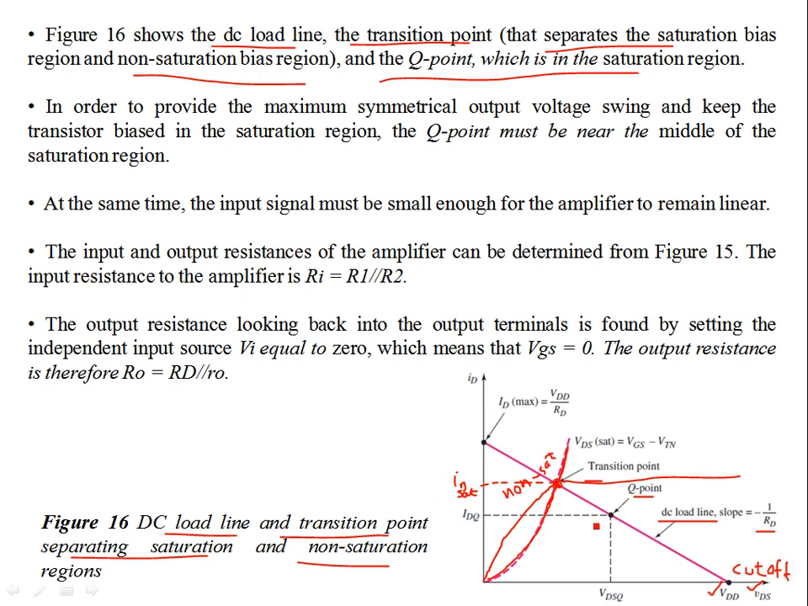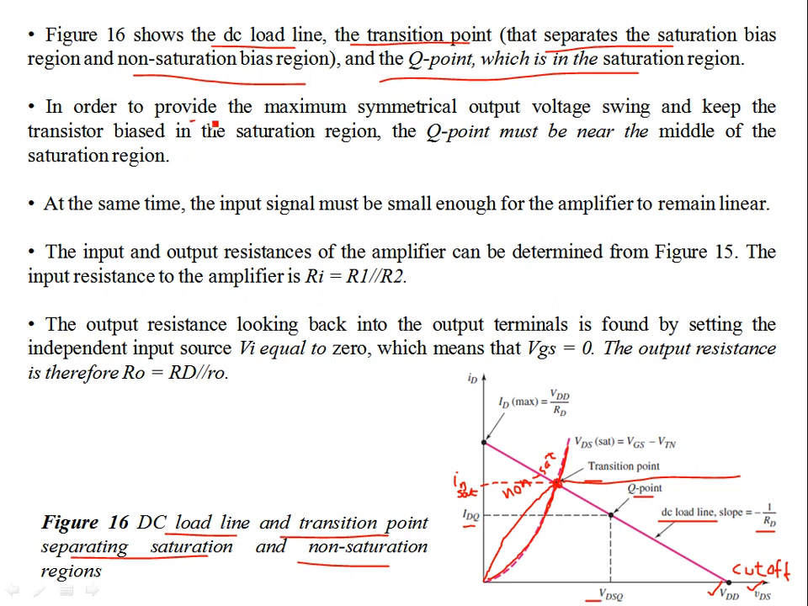Why is that? Because you can accommodate the maximum swing. If the Q point is near cutoff, well, the output can be clipped off. You don't want that. So for linear amplification purposes and to have the maximum output swing, remember that the Q point should be biased somewhere in the middle of the load line. So this is your Q point, your IDQ and VDSQ.